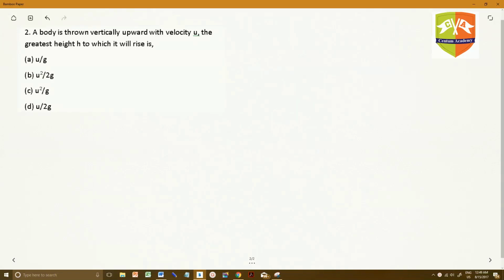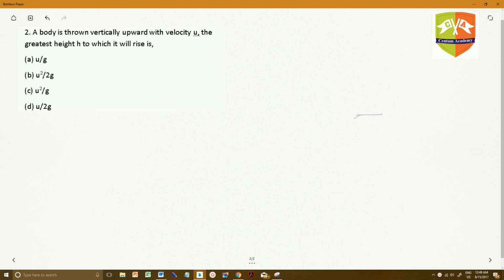So this question is, a body is thrown vertically upward with velocity u, the greatest height h to which it will rise. So basically we have to find out how much height the body will go to. In such questions, it's very good practice to draw a diagram.